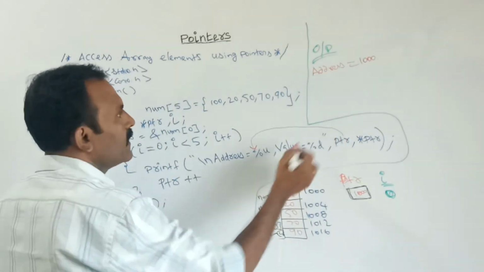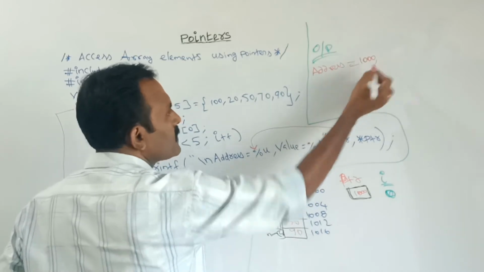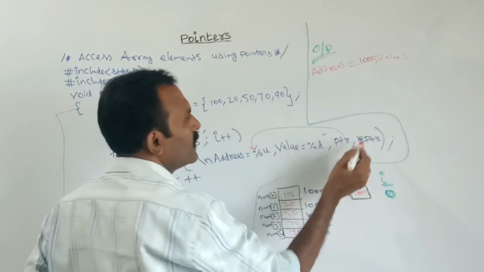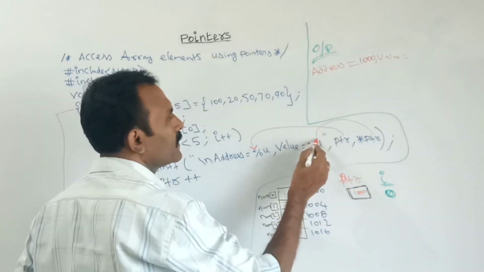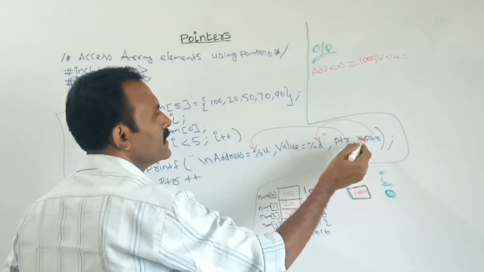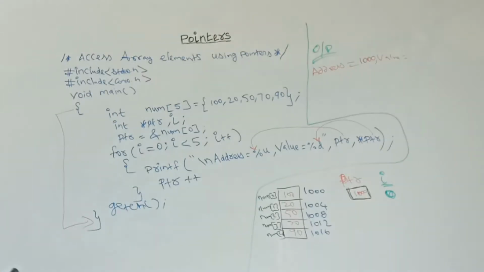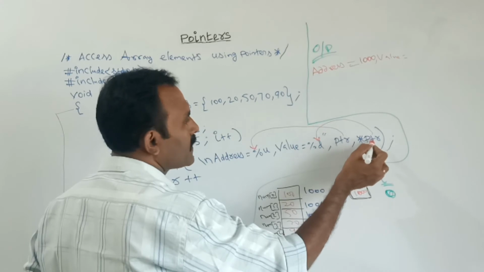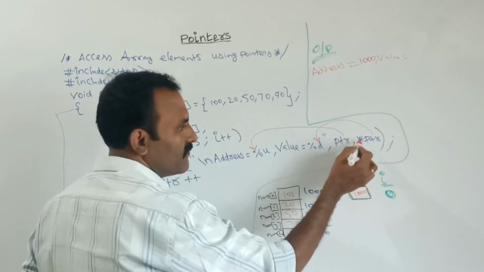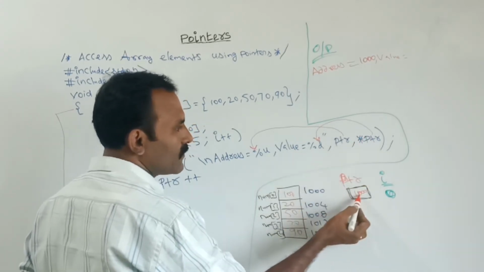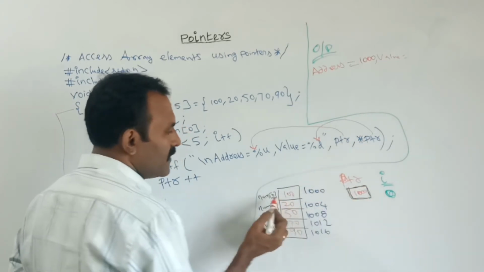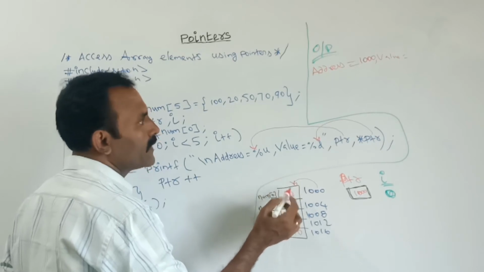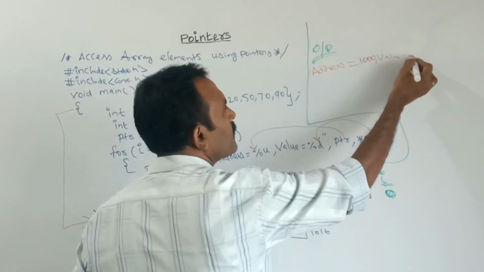Next to this, I am telling comma, next value is equal to, here *PTR, it refers %d. *PTR, you know what is *PTR? Star means value at PTR, that address, PTR address, current address. Value at 1000. In the value at 1000 location, what is the element? 100. So here it will print 100.